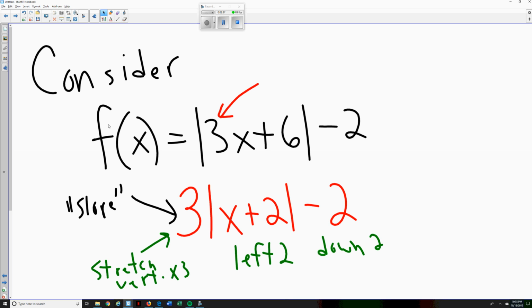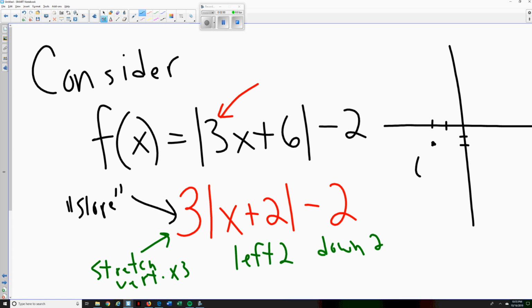So what they're going to ask us to do is graph these. So let's draw a graph here. We have to go left 2, and we have to go down 2 to put our vertex in. So our vertex is here at -2, -2. And then we have to use our slope of 3. So we're going to go up 3, 1, 2, 3, and we're going to go over 1 in both directions.